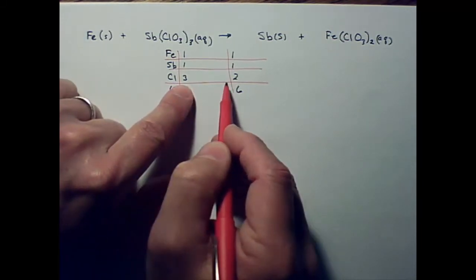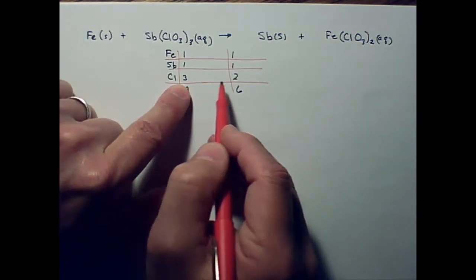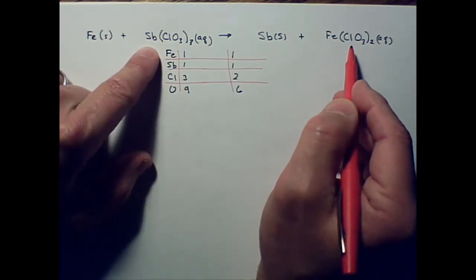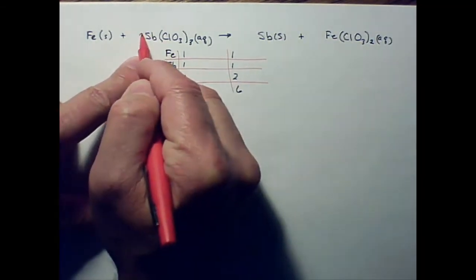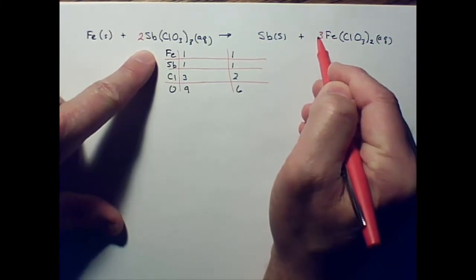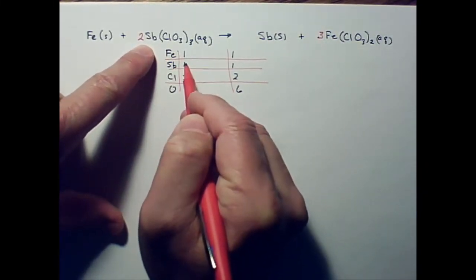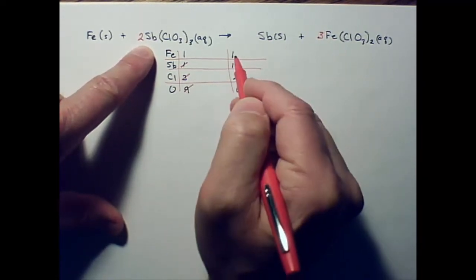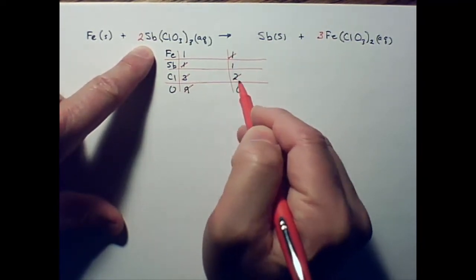We're going to have to start with chlorine. Since I have 3 on the left and 2 on the right, and they come from these two species here, the only way to get this balanced is to put a 2 here and a 3 here. Now over here, that's going to change the number of antimonies and chlorines and oxygens, and over on this side, it's going to change the number of irons and chlorines and oxygens.